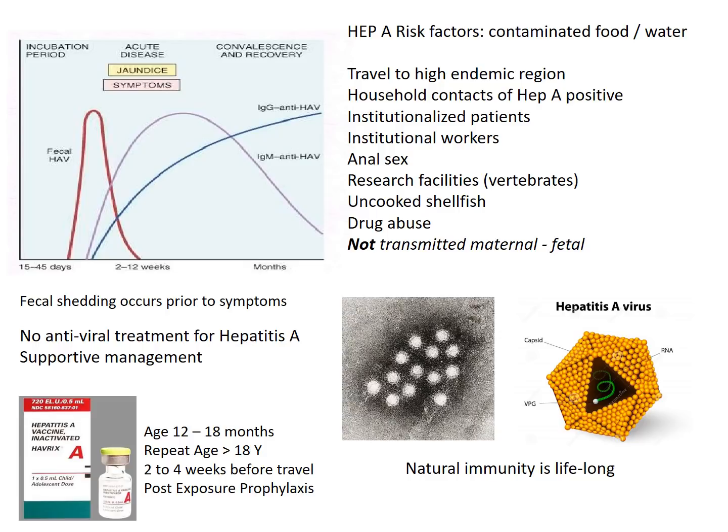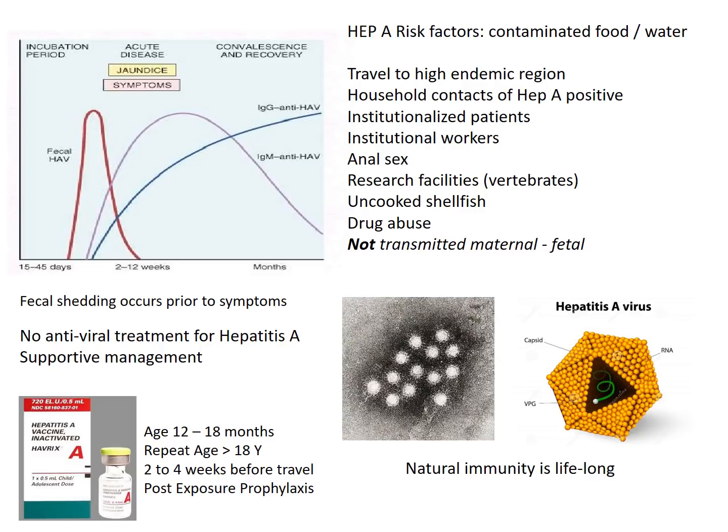Of the three big hepatitis viruses, A, B, and C, A does not transmit maternal-fetal. An infected person will shed the hepatitis A virus in their stool. Unlike B and C, there is no antiviral treatment for hepatitis A, but there is a very effective vaccine. It's initially given between 12 and 18 months of age. It should be repeated again after 18 years of age.